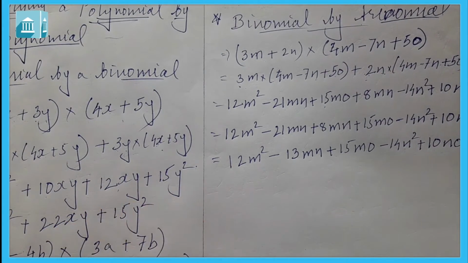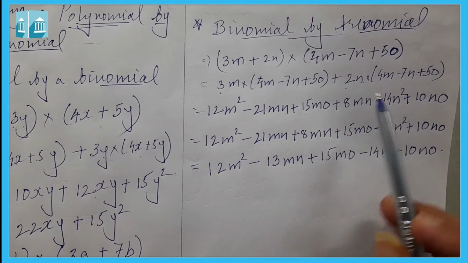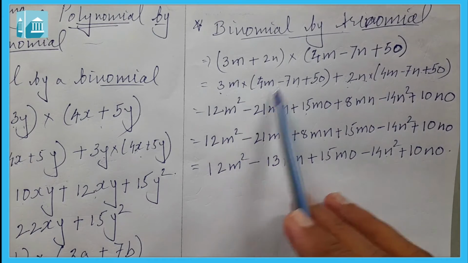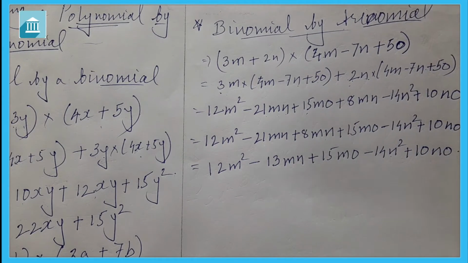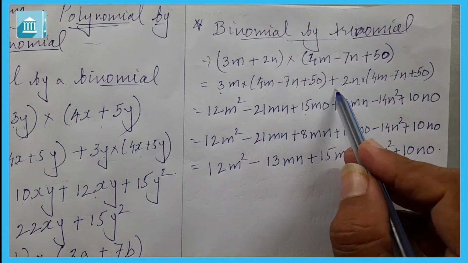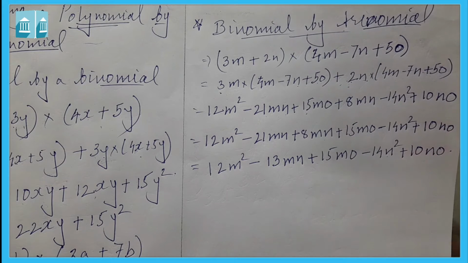So in this way we can multiply a binomial to a trinomial. First we have to take any one term and then multiply it by the whole expression. In the same way we can take the second term and then multiply it again by the whole expression.